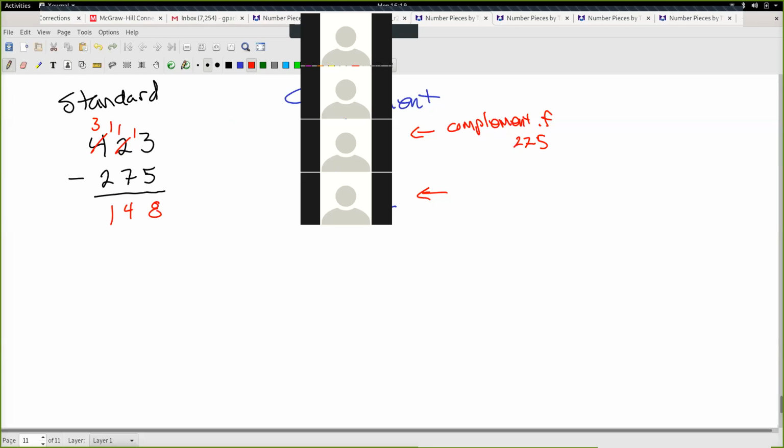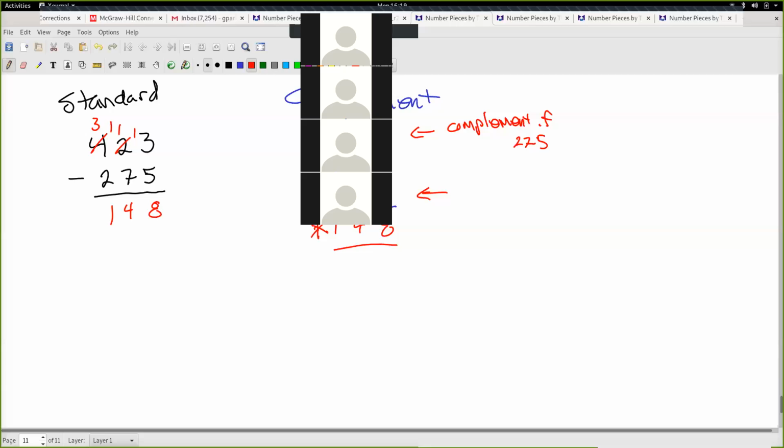Then I add the two top numbers together. So 5 plus 3 is 8, 2 plus 2 is 4, 7 plus 4 is 11, but we get rid of the extra 1,000 there. And there's our answer, 148. And that's called the complement method of subtracting. Can you explain that one more time when you were like 5 seconds ago? Making a complement? Yeah. Mm-hmm.